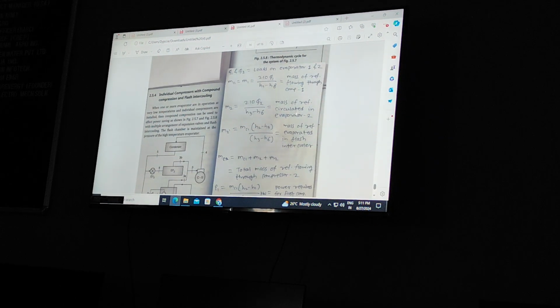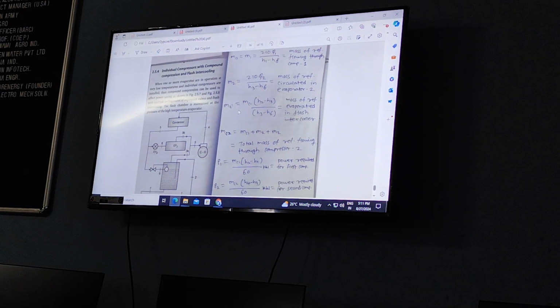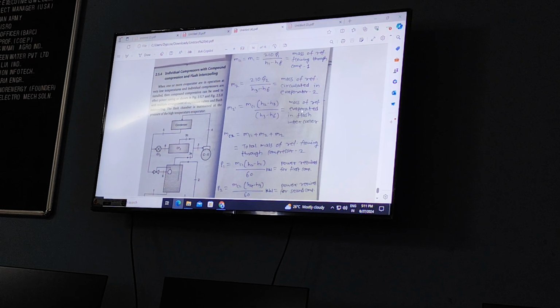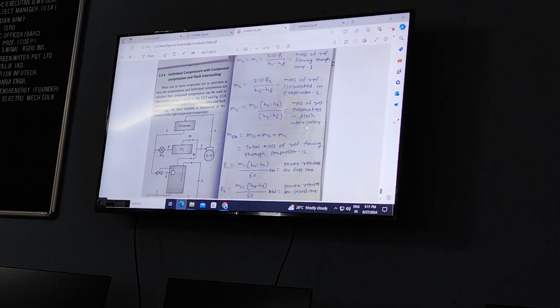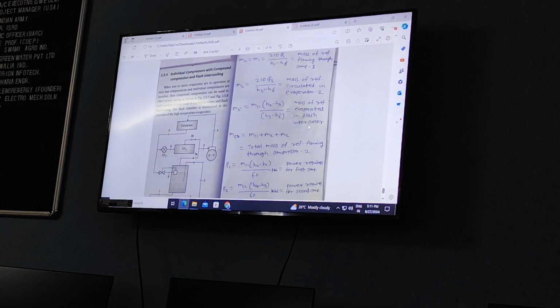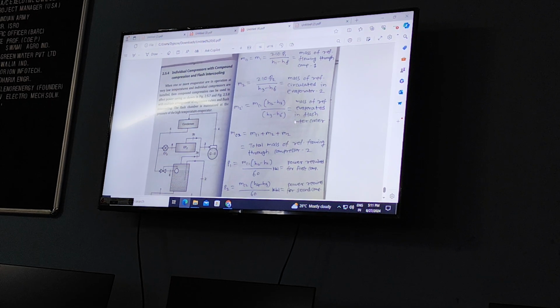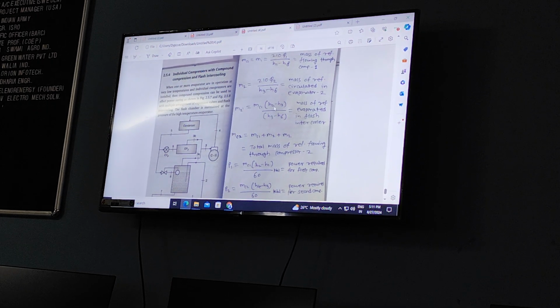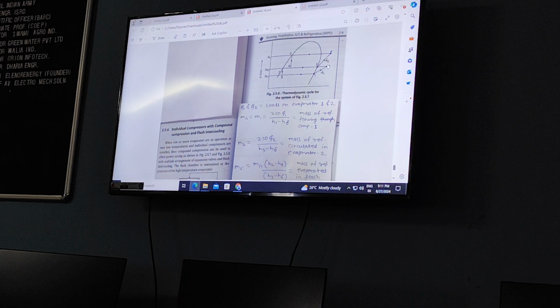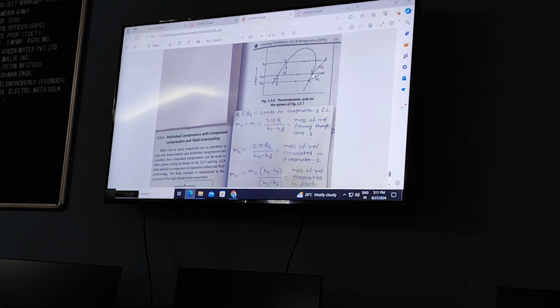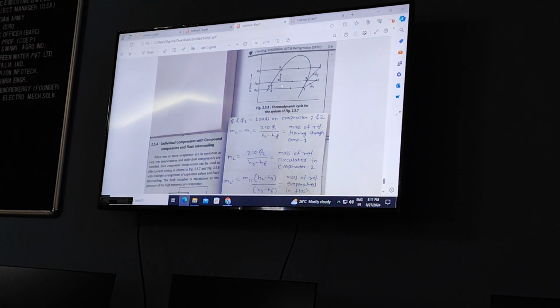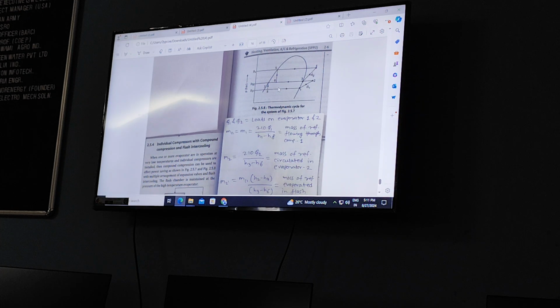Now all these details I have written here. Now M2 dash is what? Mass of the refrigerant evaporated in flash intercooling during the heat exchange process. That can be calculated as MC1 into H2 minus S3 divided by H3 minus S6. This formula you require for numericals.